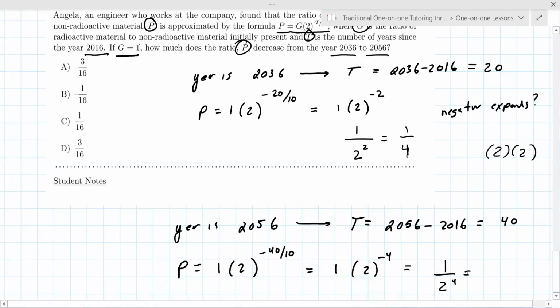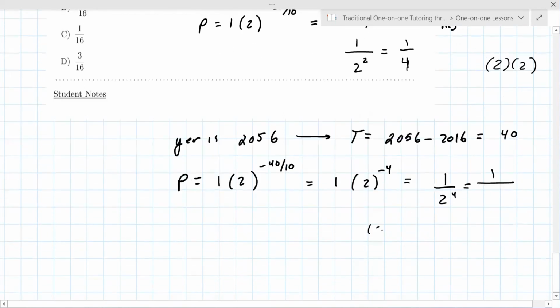What is 1 over 2 to the power of 4? 8. So it's four twos, right? 2 times 2 times 2 times 2, which is 16.